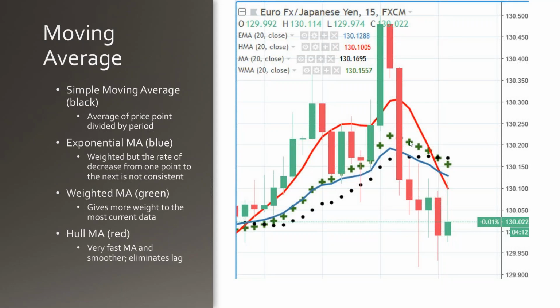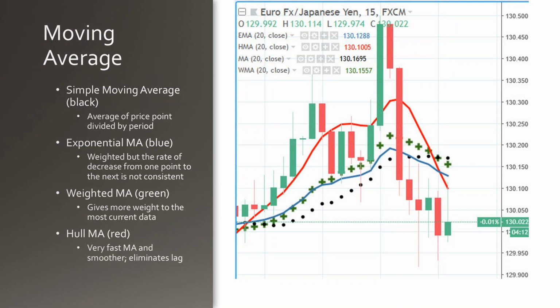Now, we're going to start with the moving average. It's one of the most commonly used indicators on a chart, and there's basically four types of moving averages. You've got a simple moving average, which is the black dot on the screen, and that's simply an average of price points divided by a period of time. For example, you might have the close divided by a 20-period moving average. So you would have the close and then it would be divided by 20, okay?